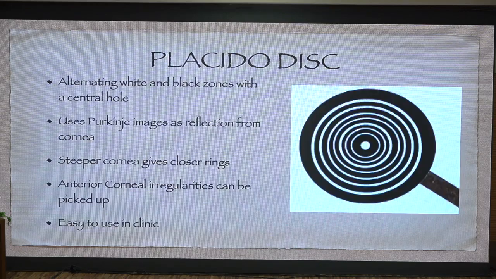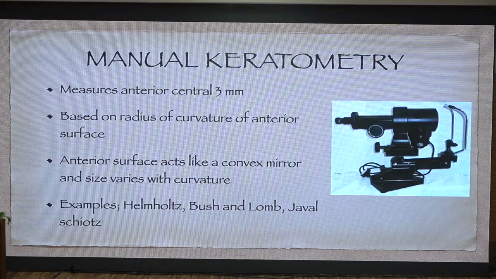Now the Placido disc, we know, is a basic structure. It consists of white and black zones, and there is a central hole through which the observer has to look at the cornea, and then one has to see how the rings look. The closer rings mean a steeper cornea, and wider, farther away rings mean a flat part of the cornea. So this is a device which is available in OPDs, and it is very easy to use, and it gives us a clue whether we should go for further topography or not.